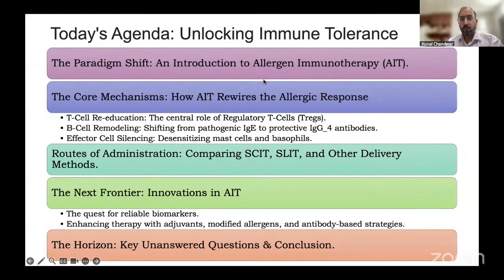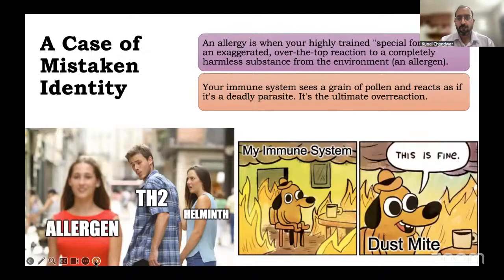So our agenda today would be talking about a small introduction of what allergen immunotherapy is, what the core mechanisms of allergen immunotherapy are, from T cells to B cells to the mast cells and basophils, what the routes of administration are, so comparing how SCIT, SLIT and other deliveries are different, what the newer advances in management are, and what the key unanswered questions are, and a small conclusion that we can follow forward.